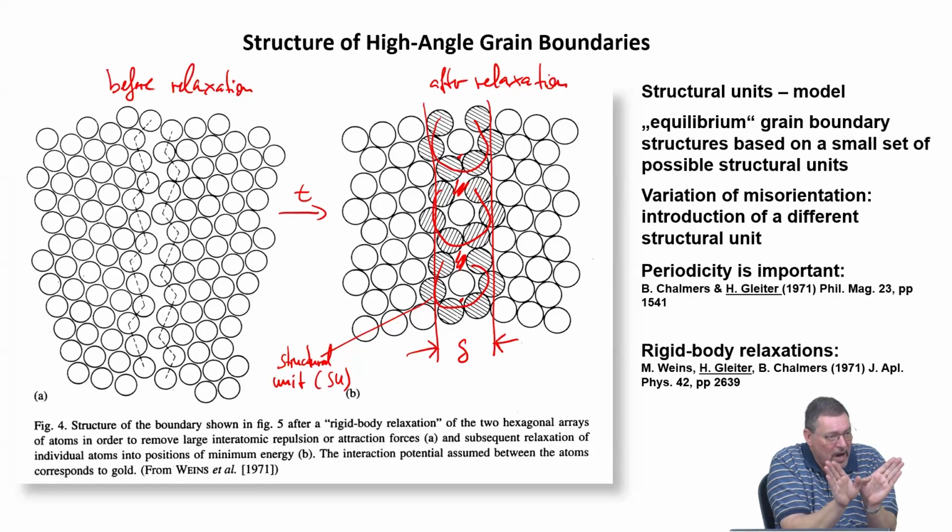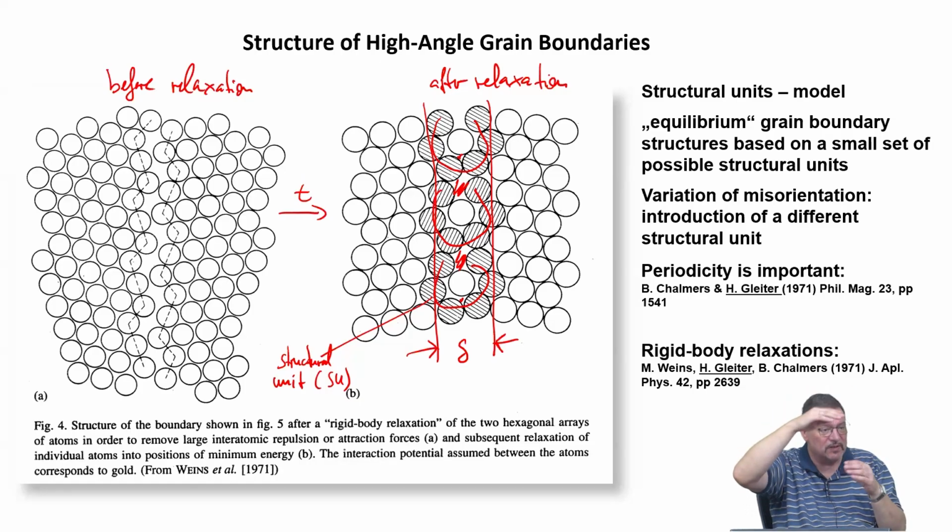If it's becoming too high, a second structural unit will be introduced. So you have then 2 different units along the boundary plane, and they have different periodicity. So the distance between equal units will be different for the 2 types. If you go more and more, the number density of the second type increases and the number density of the first one decreases until you reach another symmetric position, which then is made up of only the second structural unit.